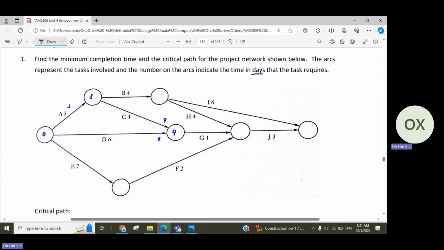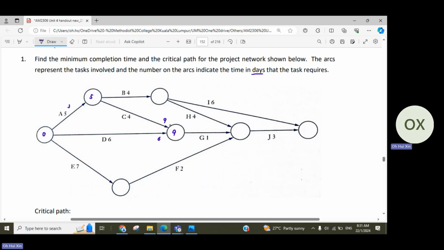So let me repeat one more time. You need 4 days to complete task C. By the time you start task C, it's already 5 days into the project. So 5 days plus 4 days, till the time you finish task C, it's already 9 days. Since you only need 6 days to complete D, D finishes first, then you need to wait for C to finish, and only then can you start G.